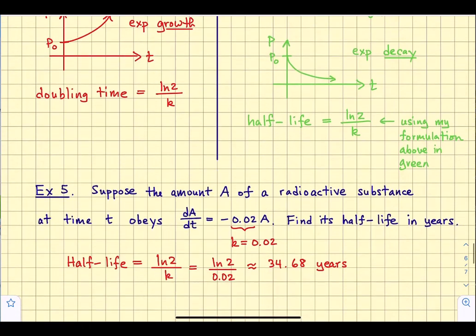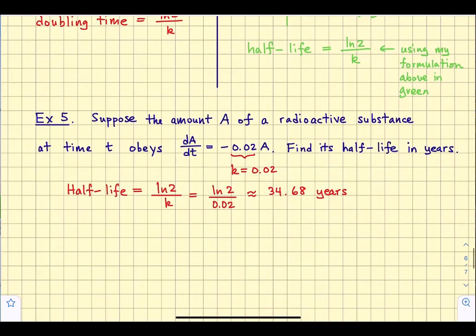As a final example, you might see something like: suppose the amount A of a radioactive substance at time t obeys the differential equation dA/dt equals negative 0.02 times A. Find its half-life in years. So we'll assume here that t is in years. Notice that they gave us the differential equation model. To find the half-life, the initial condition doesn't even matter. What really matters is the growth or decay constant.